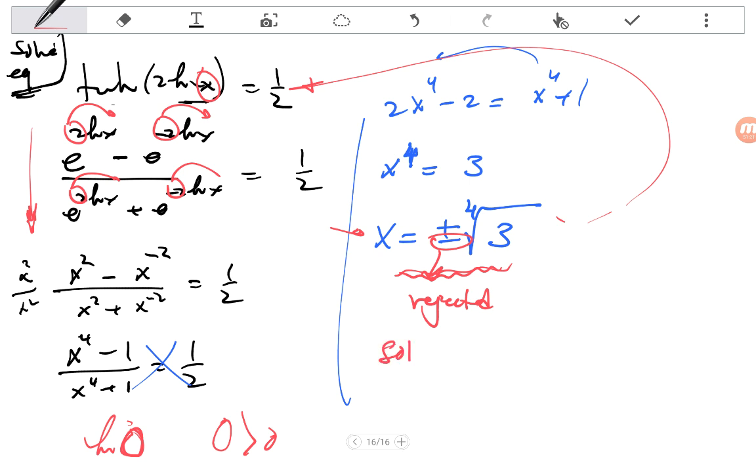So the solution set is just the fourth root of 3.